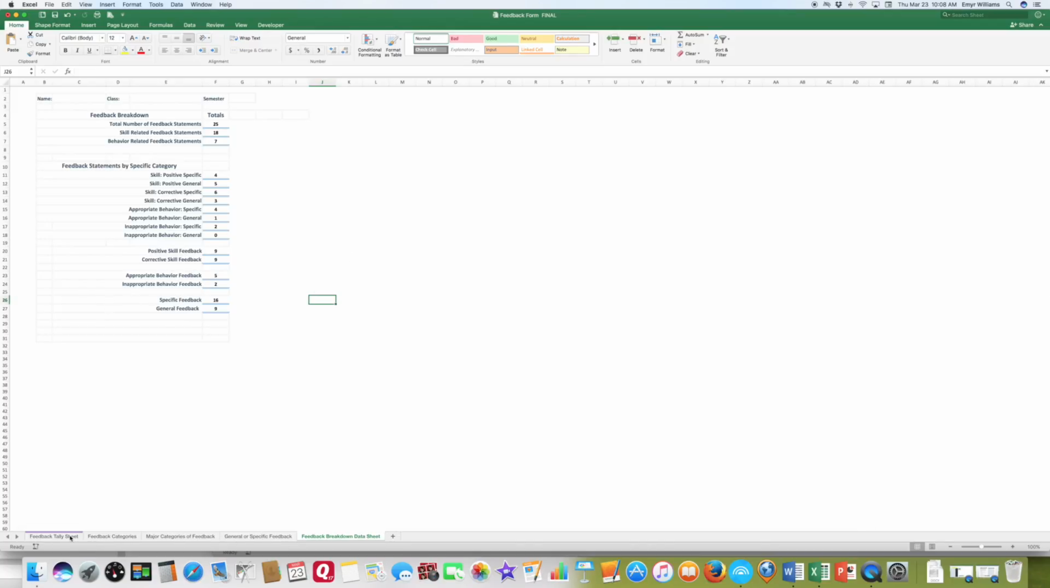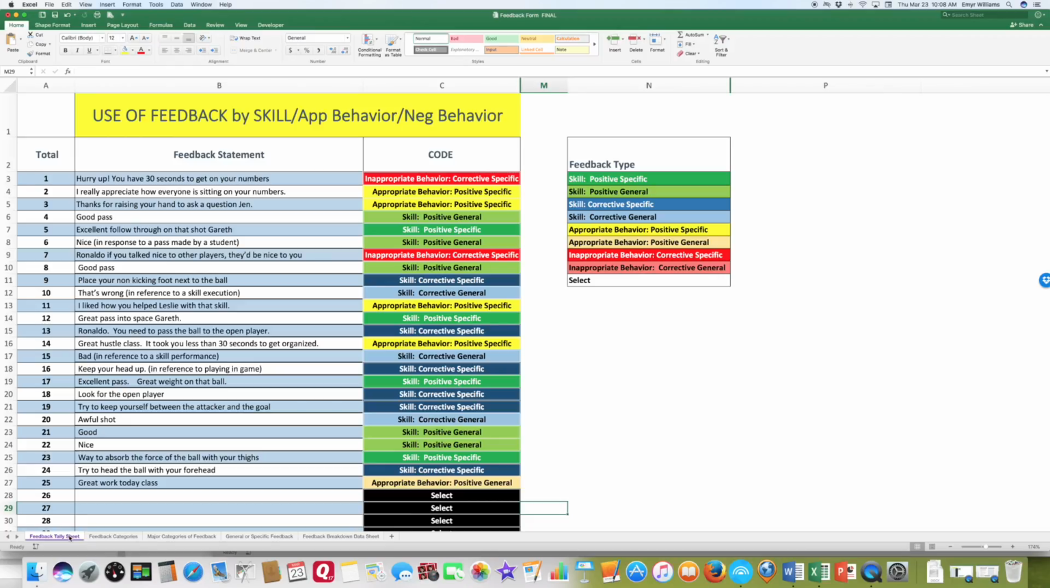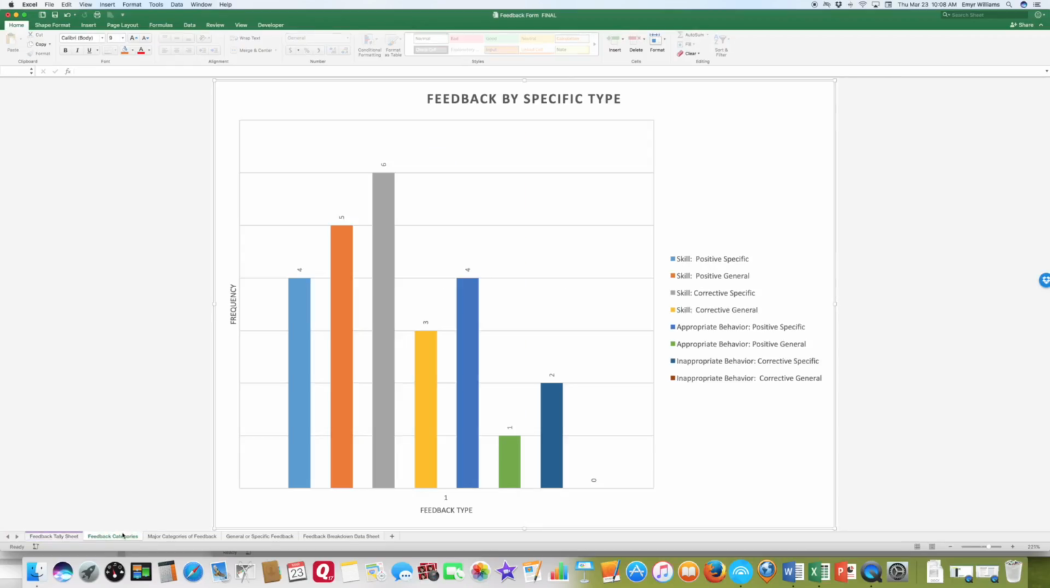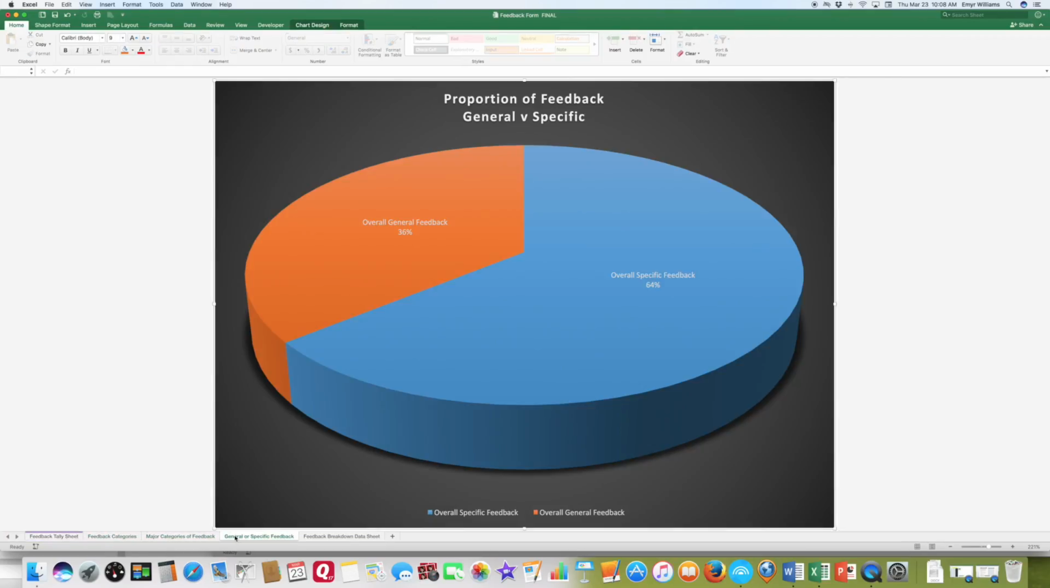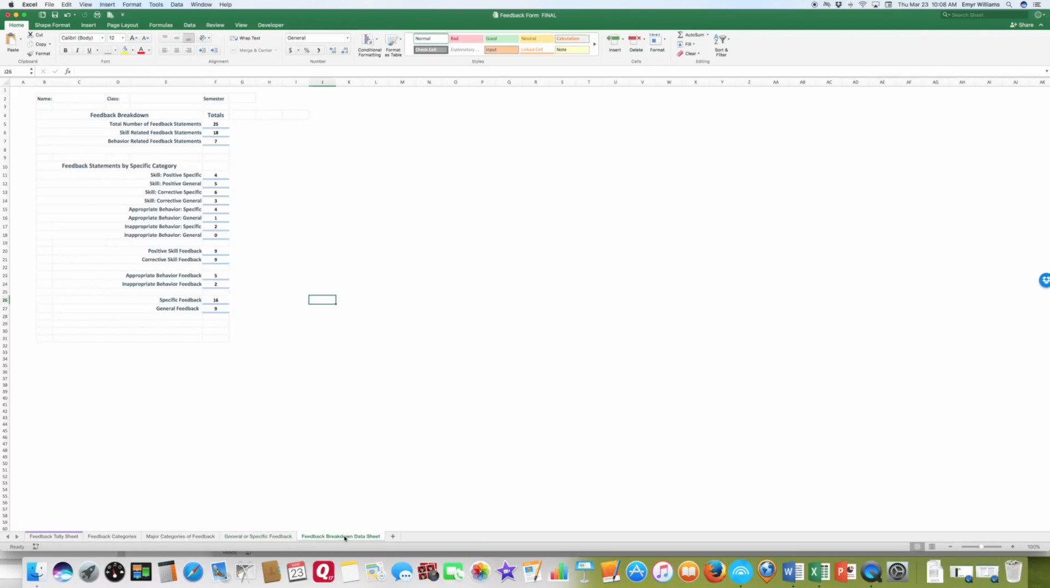So what you could do is print out this first sheet if you wanted to, print out this graph, this graph, that graph, or that page, and that would be your analysis of your feedback. So it would be interesting to see, by doing this, how well you do or what areas you need improving. That concludes the feedback tutorial.